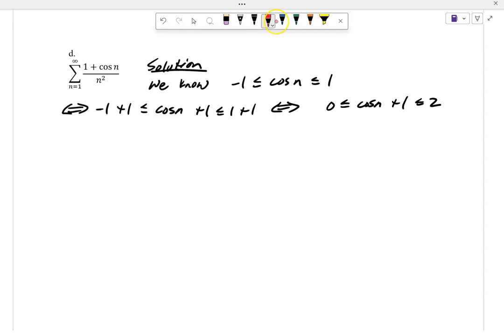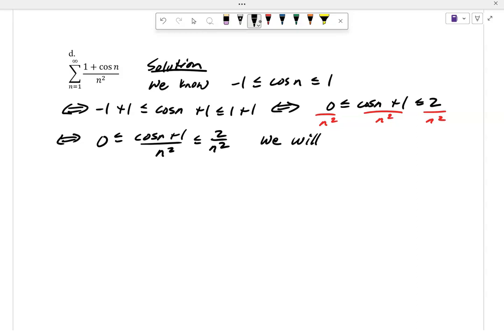Well, let's divide all this by n squared. And so we have 0 less than or equal to cosine n plus 1 all over n squared less than or equal to 2 over n squared. And so then the discussion is, should we let Bn be the one on the left or the right? Of course, zero's on the left, so it's really not much help, right? But we want to think about convergence or divergence. So we will use B of n to be that 2 over n squared.